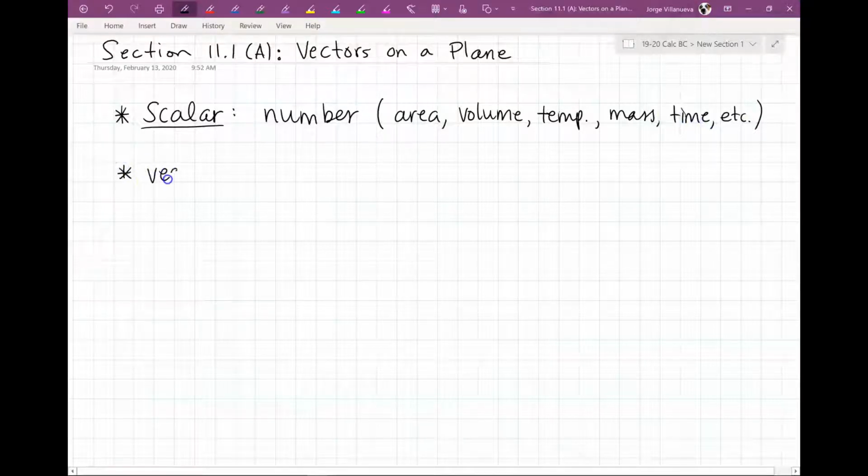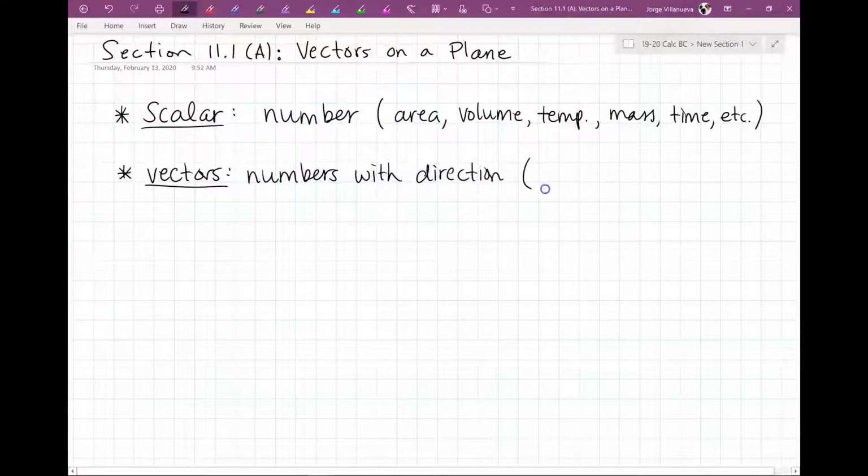But then we get vectors. Now, if you've taken physics, you know that vectors are not only numbers, but they have direction as well, right? So these are numbers with direction. Force is an example of that. They usually say something like pushing something with a force of 50 newtons east, west, up, down. They give you some kind of direction with that. Velocity, acceleration, and other things like that.